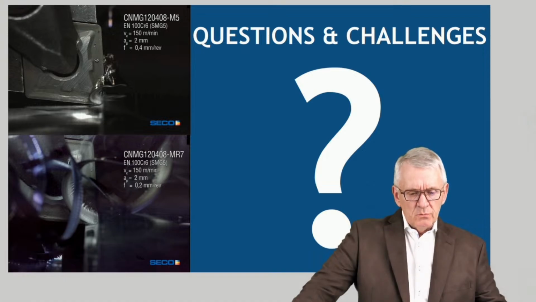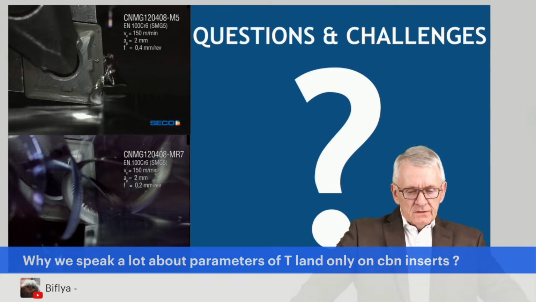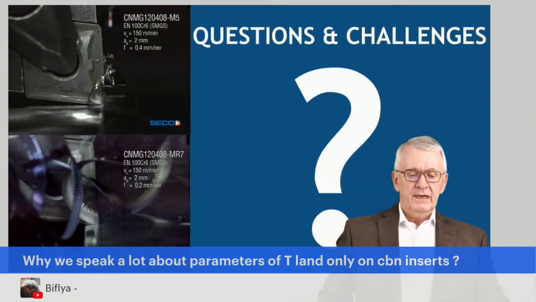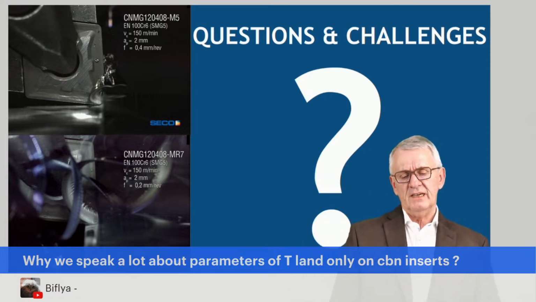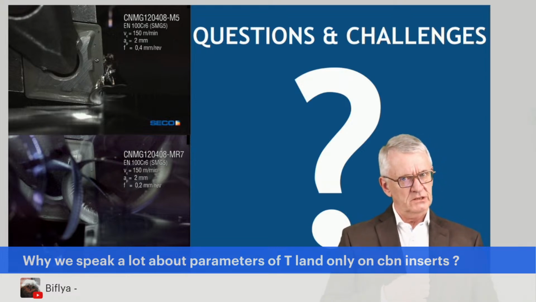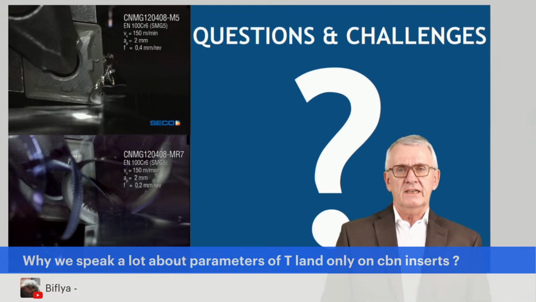Then there is a question from Bivlia. I hope I pronounced that well. Why do we speak a lot about parameters of T-land only on CBN inserts? I don't know. Is it? Do we? I think we should talk about T-lands always. And perhaps I do understand, because the importance of a T-land in case of a CBN insert, or perhaps I should generalize a bit, also a ceramic insert, is perhaps even a little bit more important than it is in carbide.